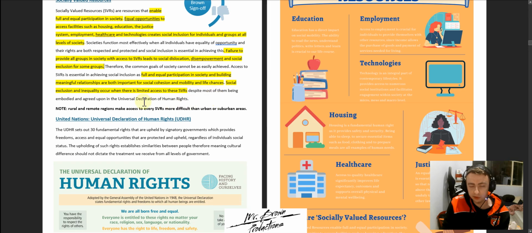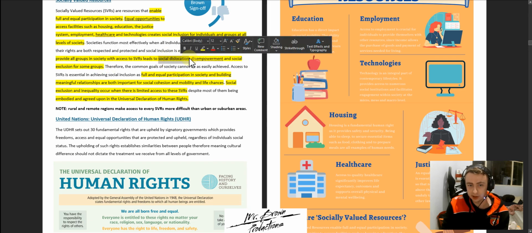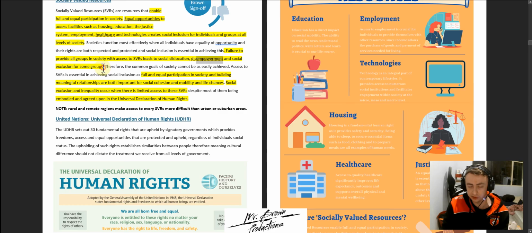So despite most of these being embodied in the Universal Declaration of Human Rights, embodied and agreed upon, which we're going to look at in a second, that's why they're so important. Because failure to provide all groups in society with access to SVRs leads to social dislocation, disempowerment, and social exclusion for some groups. Okay, so that's why it's important.